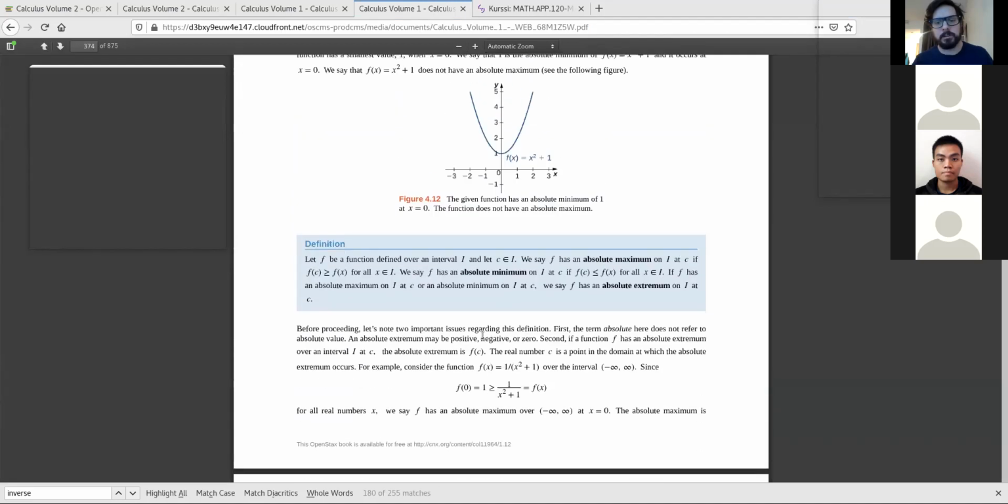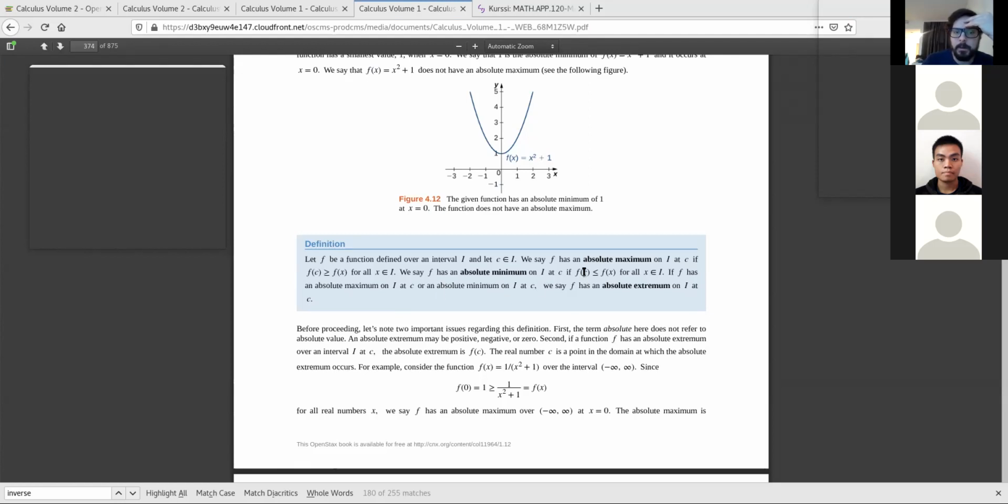It has to be understood that absolute means among all possible points in that set, it is absolutely the smallest, and it means that there is no smaller, or no larger, depending on whether we're talking about maximum or minimum. So look at this definition. f has a maximum at c if f at c is greater than or equal to f at x for all x in your interval. So there's nothing that is larger than that.